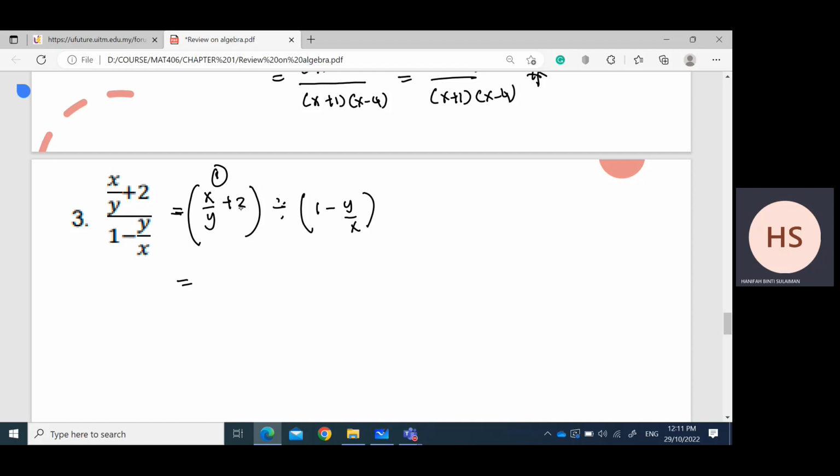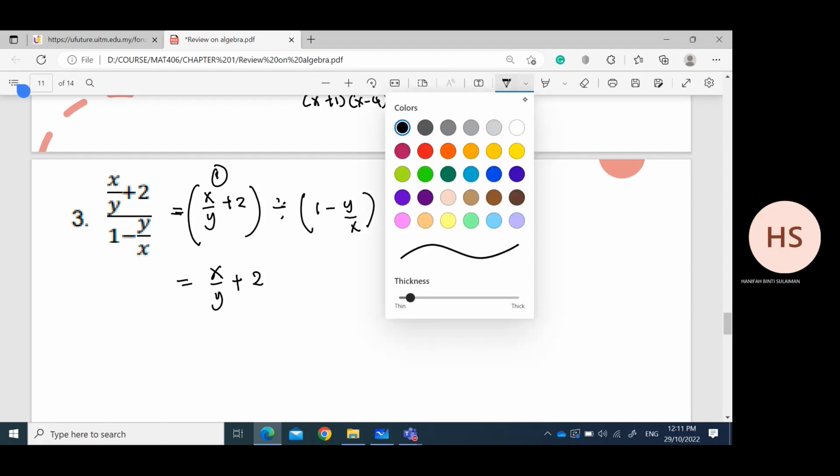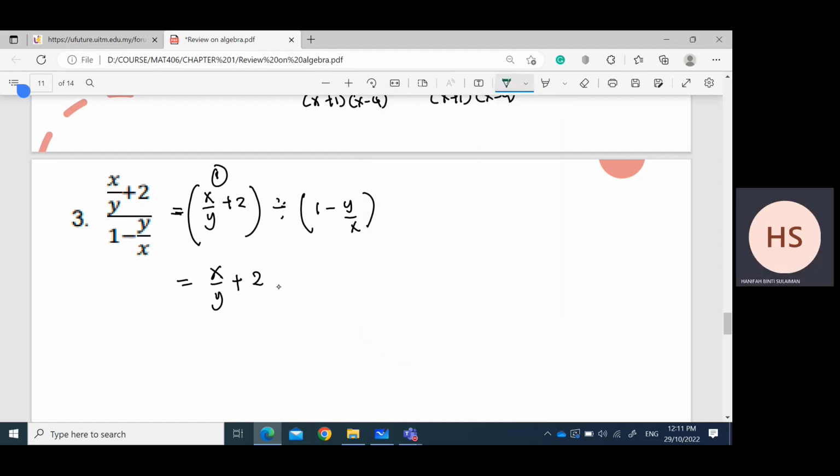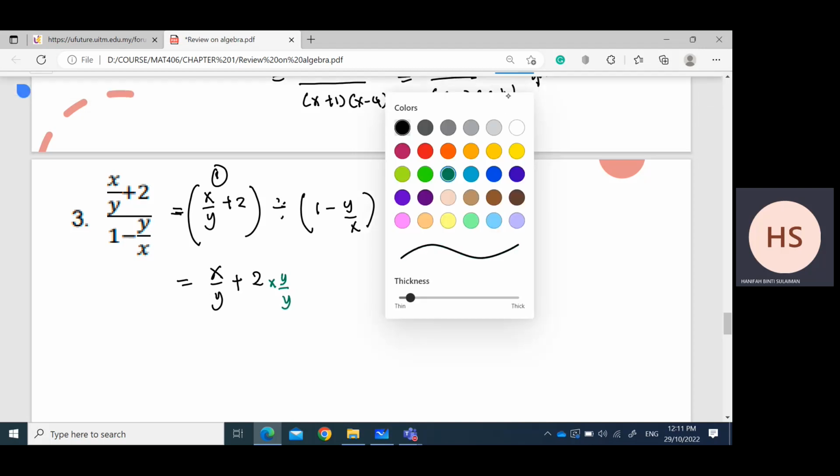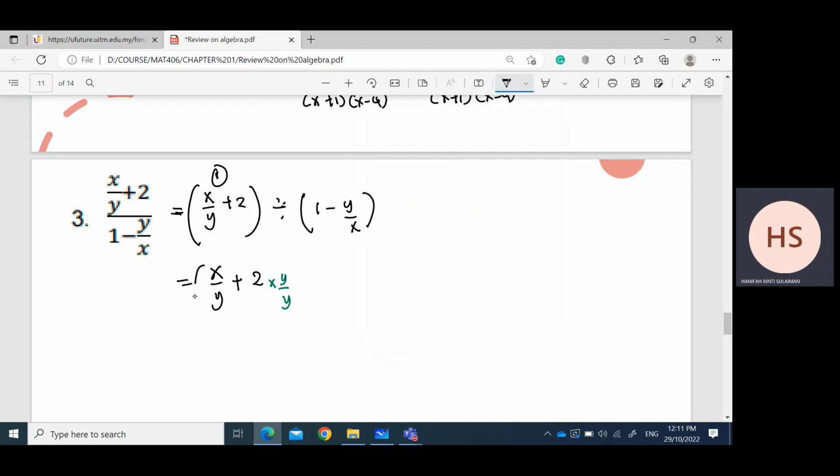So, you jadikan pembawah dia sama. So, since kat sini ada 2 je, jadi kita darabkan dengan pembawah ni lah, iaitu we multiply with y. Okay, darabkan dengan y, which is x over y plus 2 times y over y. Sebab kita nak jadikan pembawah dia sama. Jadi kena darabkan dengan y. Okay. Yang di sebelah kanan pun sama.